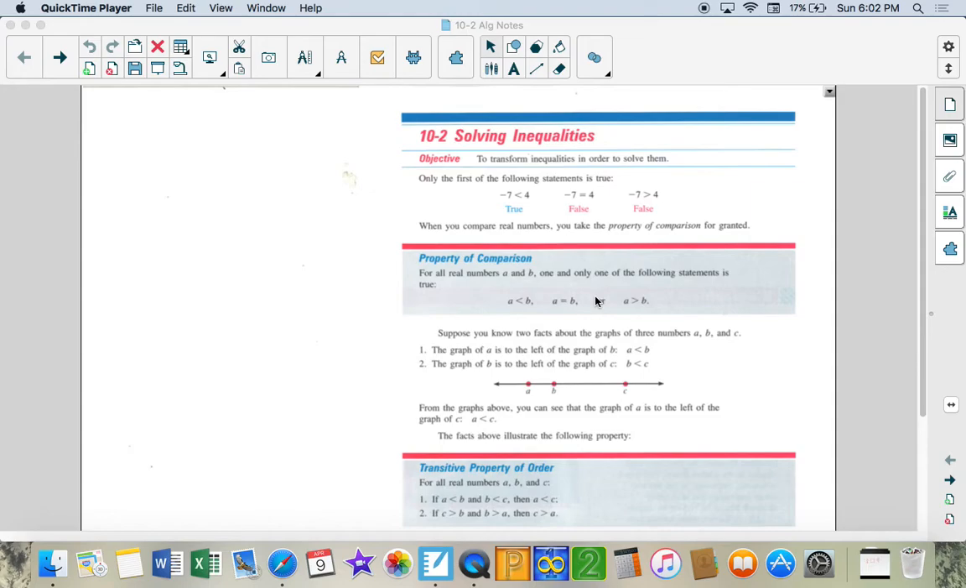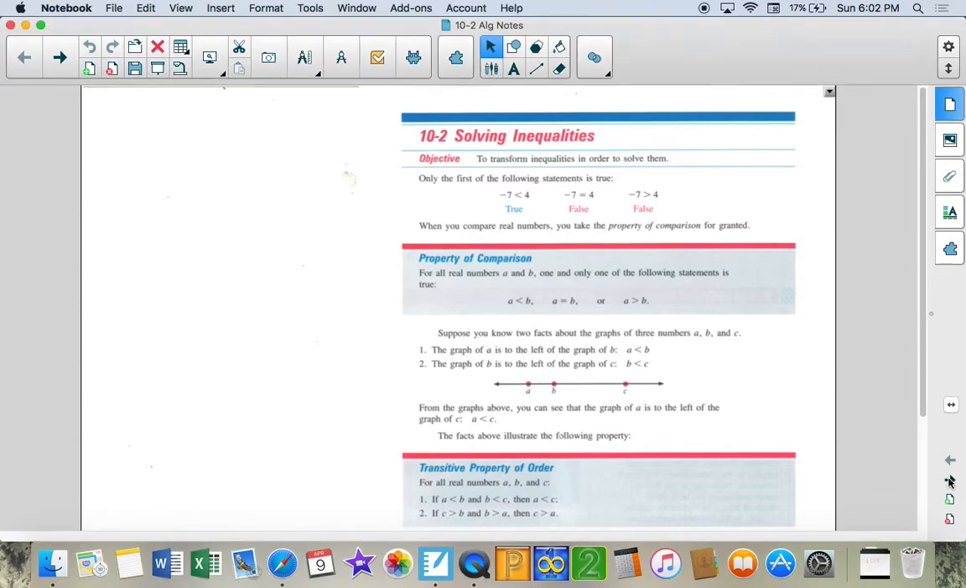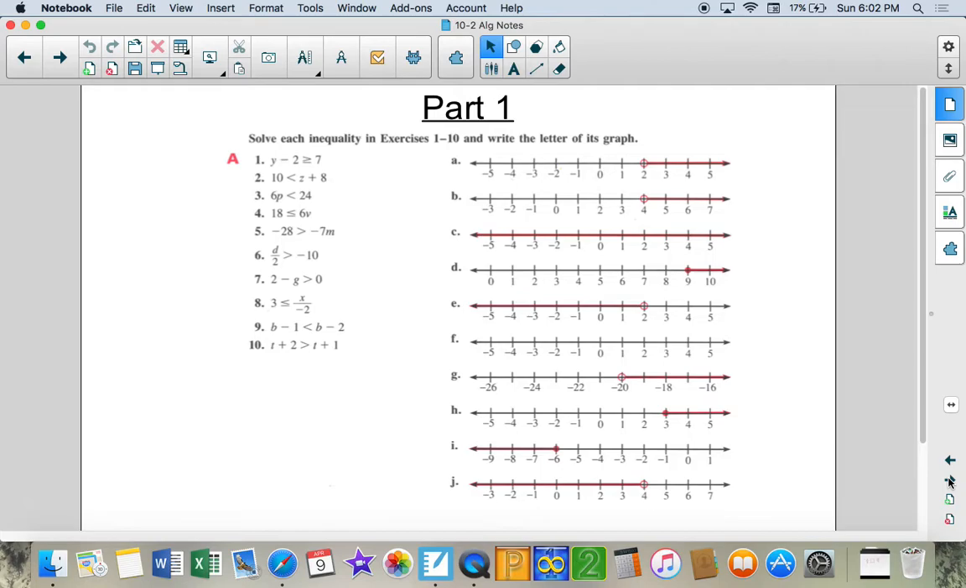All right, section 10.2. Now we are solving inequalities. Solving inequalities is very similar to solving for variables in equations. The only difference is one other specific situation. So we're going to use these different examples and solve them, and then we're going to try to match each one with its graph.